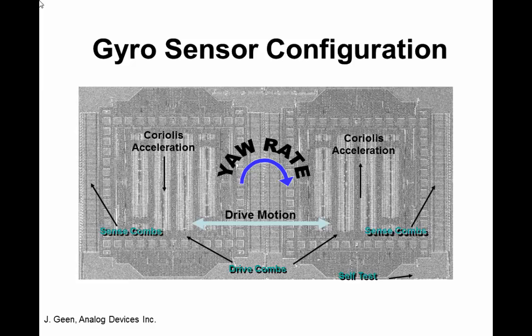And because of the opposite directions of how the Coriolis acceleration acted, ideally 180 degrees out of phase, you could sum up the signals of the capacitive electrodes in a form to give you that differential measure of rotation rate while canceling common mode effects, for example, common mode acceleration. So that built in additional immunity to common mode acceleration, for instance.